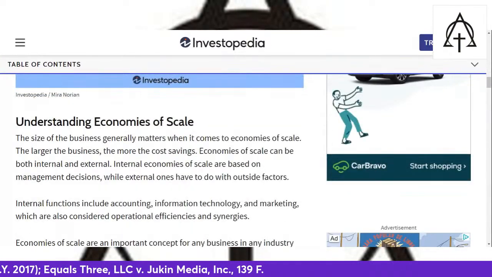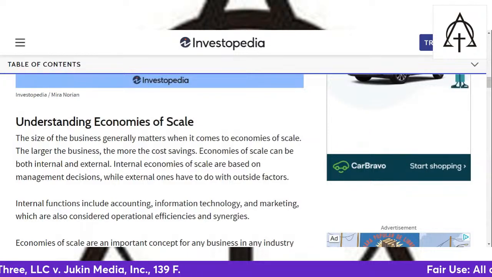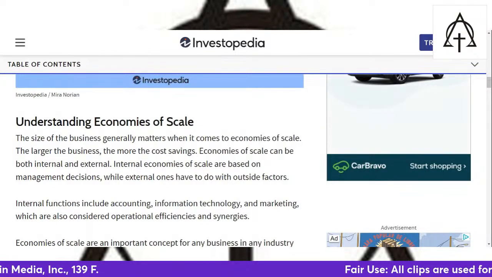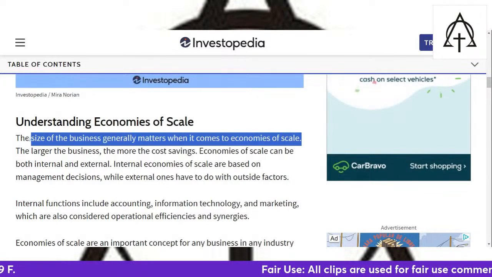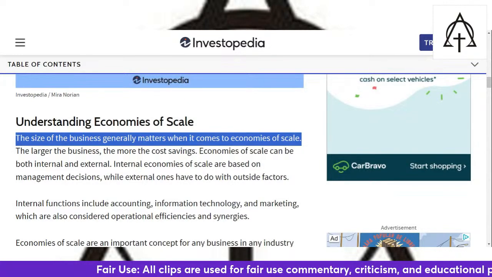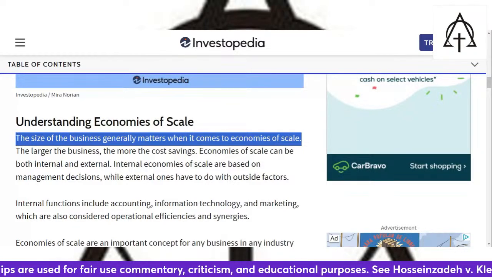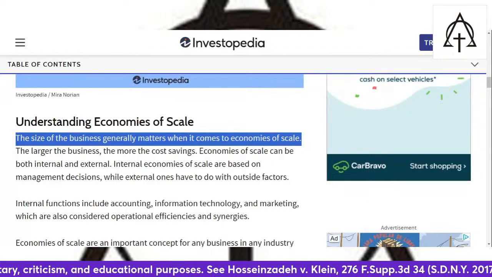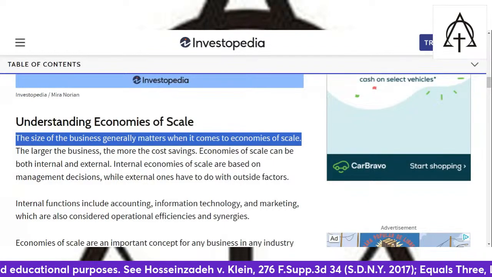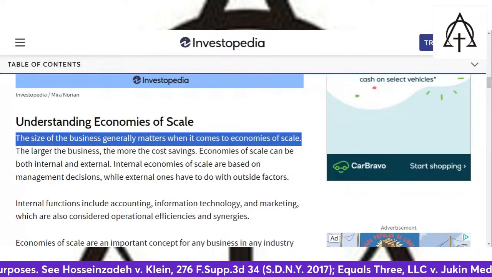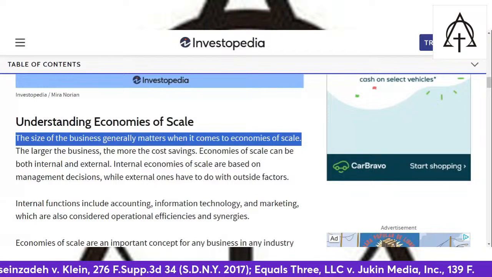The size of business generally matters when it comes to economies of scale. And it makes a big difference when everybody's classified as part of that economy, as part of that demand cycle in which they are required to supply. When everybody takes upon that benefit, it raises that demand.